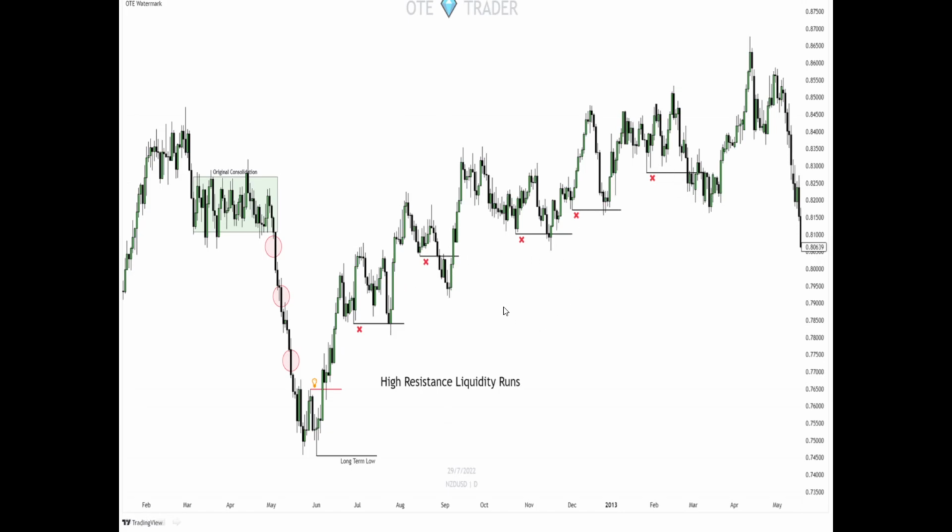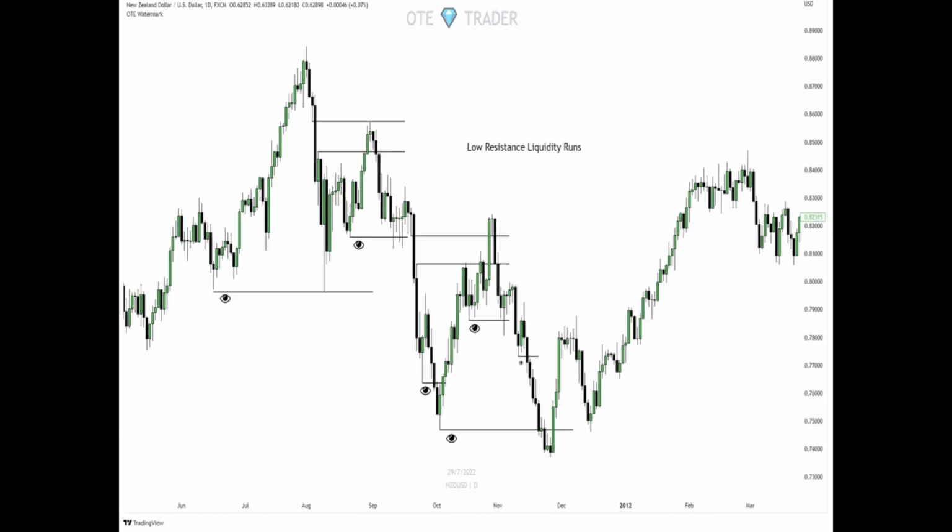So this is how I identify a few high resistance liquidity runs. It has to go through a lot of resistance before it reaches a target, but instantly it rejects at those points. Now let's look at a low resistance, right? So how do we identify low resistance liquidity runs?